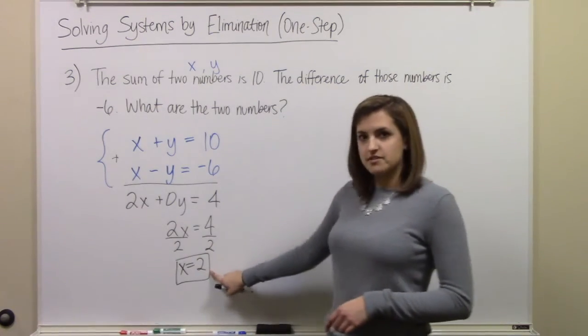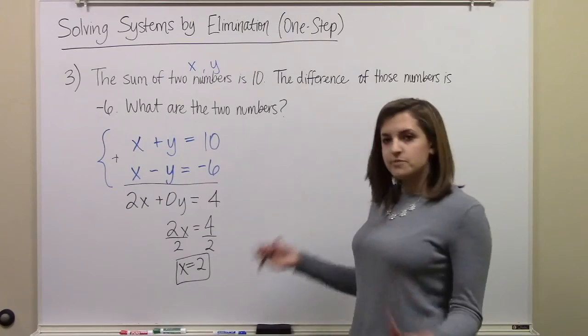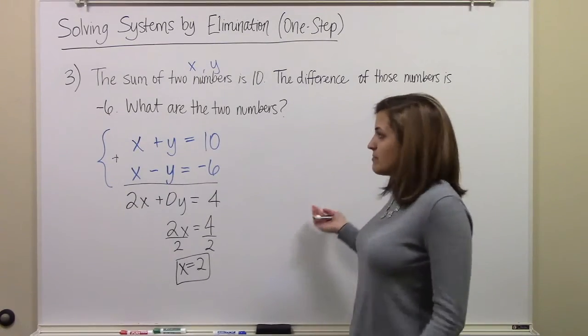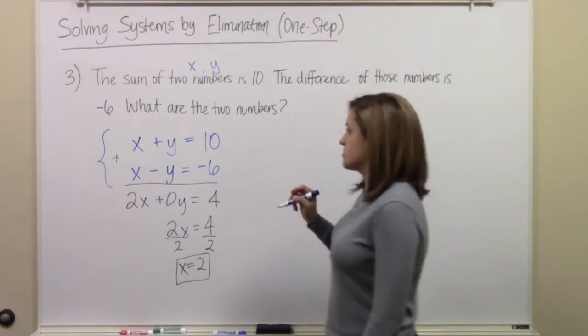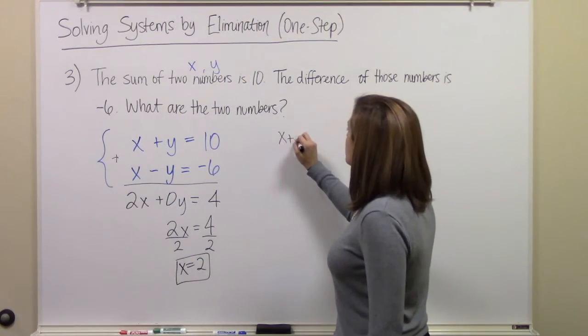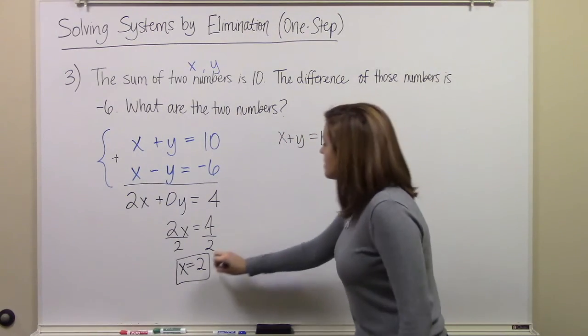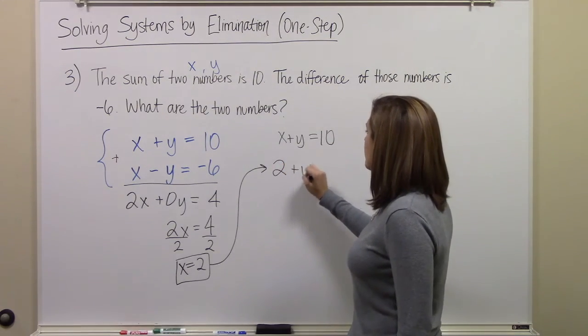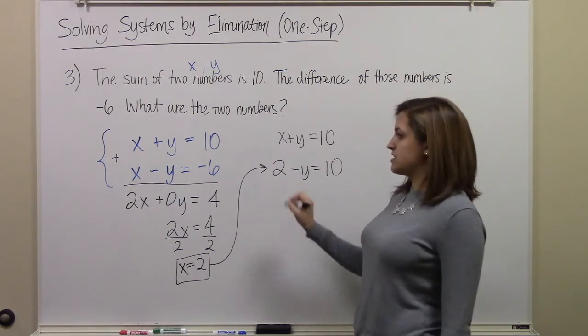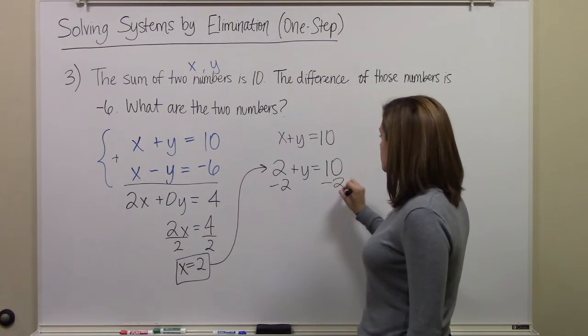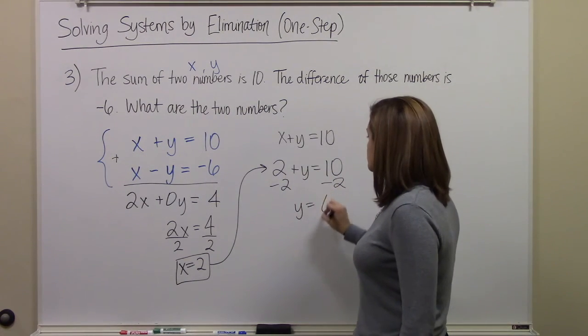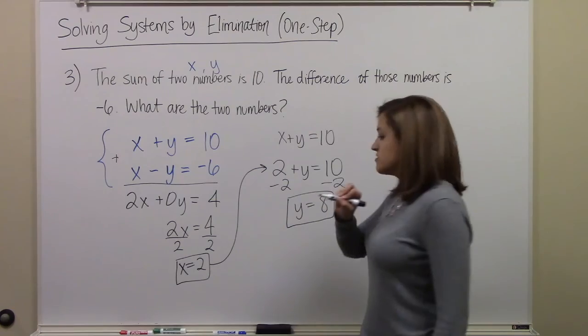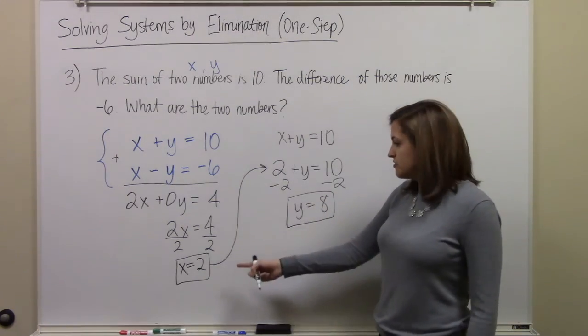Now I can take this answer, plug it into one of my equations. Doesn't really matter which one since x isn't multiplied by anything here. So I'll take the first one. I'll take x plus y equals 10 and plug in what I know about x. So I'll have 2 plus y equals 10. And I subtract 2 from both sides, and I get y equals 8. So I found my two numbers. x is 2, y is 8.